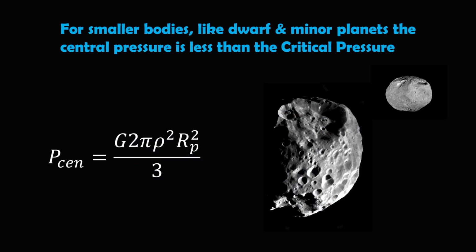So what you can do then is work out at what point this occurs. Now we can do the calculation. We can already see straight away that there are going to be objects where internally their central pressure is always going to be less than the critical pressure. So the entire body will behave like a rock. Therefore, you're not going to get a spherical shape. So asteroids and minor planets are going to have internal pressures that are not greater than this critical pressure.